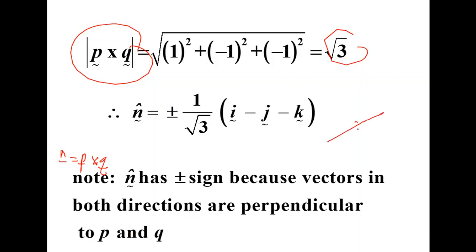This is vector P, vector Q. Theta is the angle between vector P and Q. Theta is not always 90 degrees. Where we find the cross product between P and Q, this is vector n. Vector n is perpendicular to P and vector Q. It can go up or go down. This is n. That's why it has a plus or minus sign.